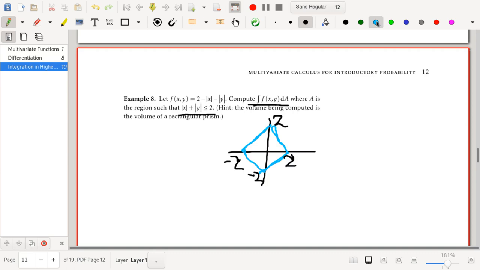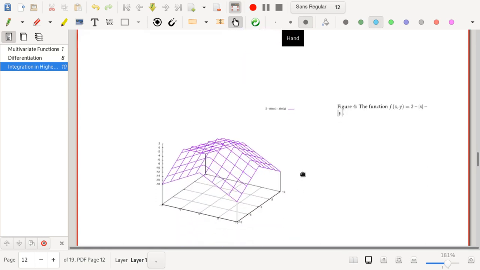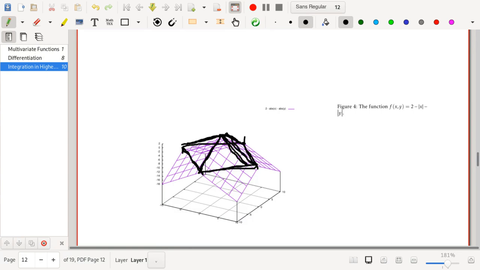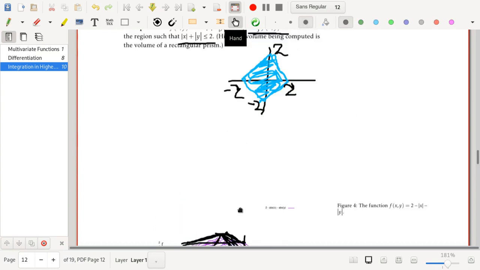And we're looking at the volume enclosed between the surface and the Cartesian plane within this diamond. This is what the surface looks like. Actually, if I were to draw a sketch, the coordinates aren't quite right, but this is the shape for which we are asking for a volume. It is a pyramidal shape, actually a square-based pyramid. We're computing the volume of a square-based pyramid, and there is in fact a formula for that.